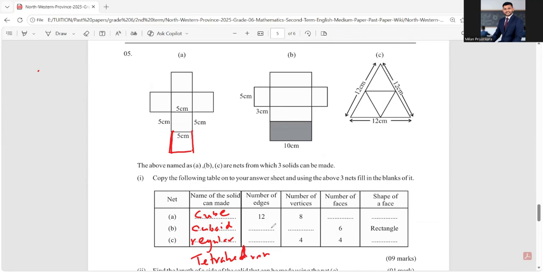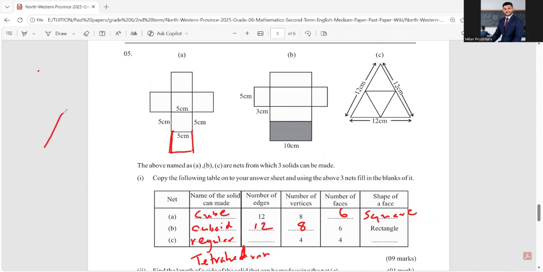Okay, and number of edges. For cube it is 12. And number of faces is 6, right? Shape of the face is a square. For cuboid, number of edges is the same as the cube. It is 12. Number of vertices, same as cube. And number of faces 6. Okay, that's okay.